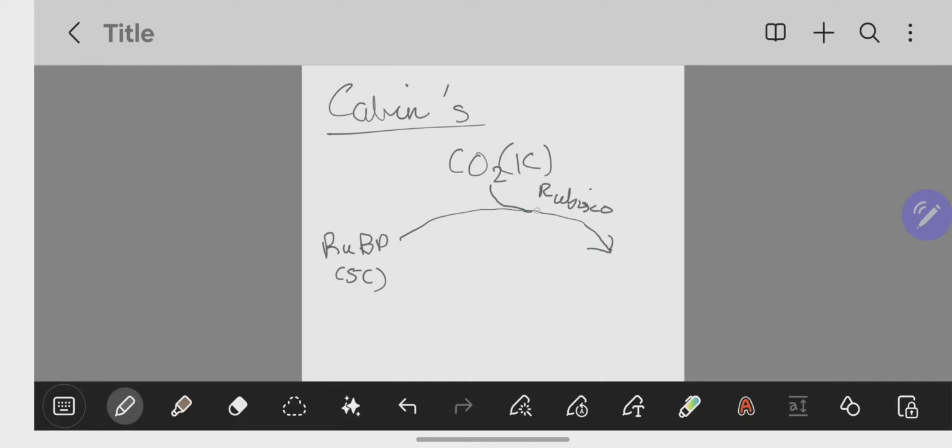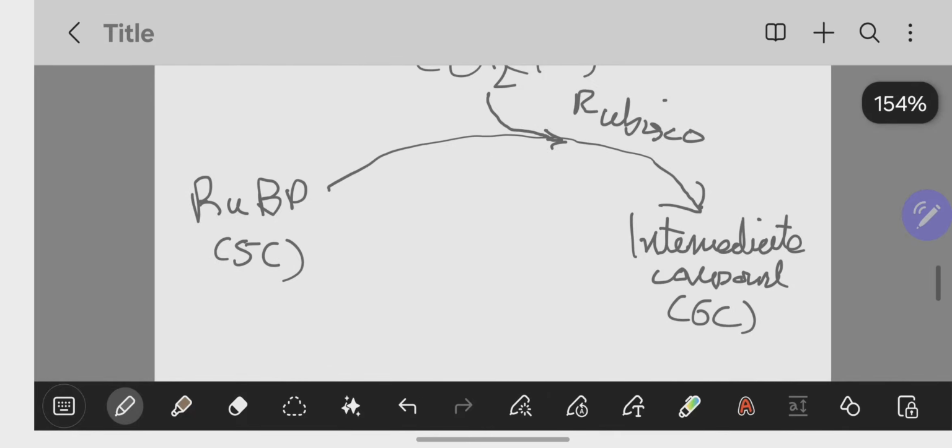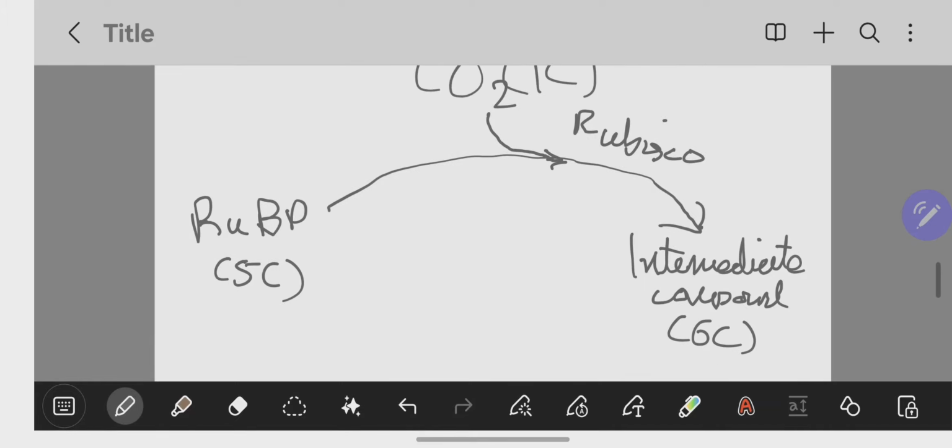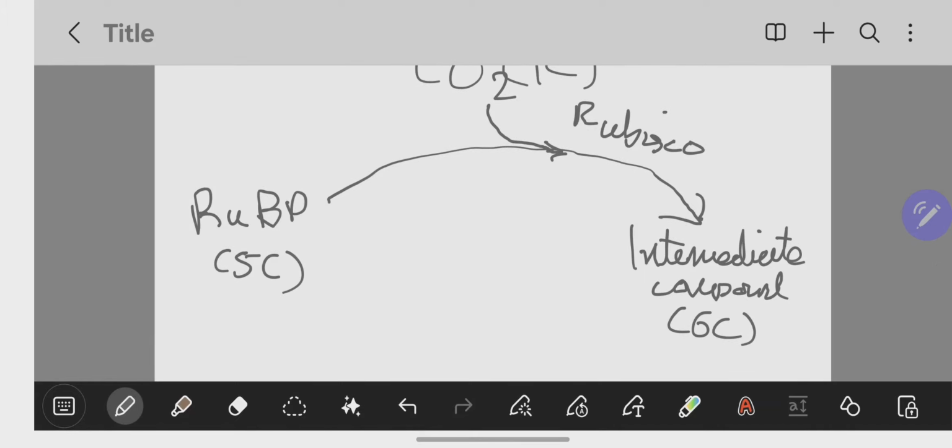The CO2 also comes in here and binds with ribulose bisphosphate, or RuBP. And this produces, obviously, 5 + 1, a 6-carbon compound chain, which we'll just call an intermediate compound for now. Oh, and by the way, the reaction between ribulose bisphosphate and carbon dioxide is known as carbon fixation, because you're adding a carbon onto a 5-carbon chain to produce a 6-carbon chain.